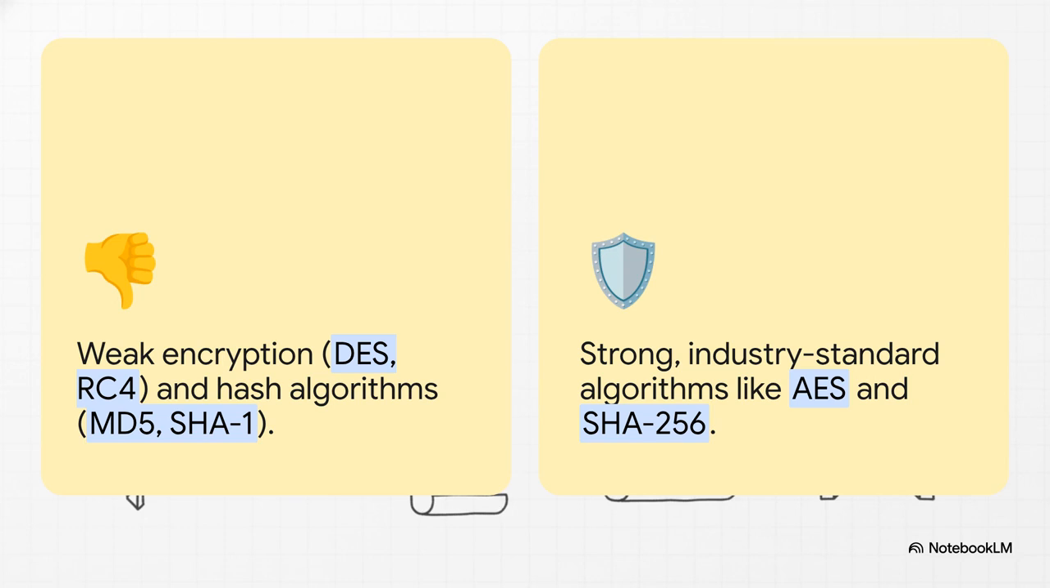And wow, this slide just lays it out so clearly. On one side, you have these old, busted tools like the DES encryption algorithm. On the other, you have modern, secure standards like AES. Using anything from that first column today is like trying to build a bank vault door out of plywood instead of solid steel. It's just not going to work.